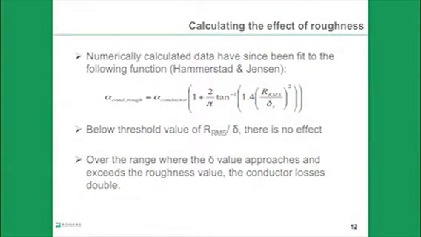So what happens with the arctan? If you're below a certain value of the ratio of roughness to skin depth, essentially the arctan is 0. Then you're multiplying the alpha of the conductor just by the value of 1. And when the ratio of roughness to skin depth becomes large, the arctan approaches pi over 2, multiply that by 2 over pi, and you essentially double the conductor loss compared to the smooth conductor.